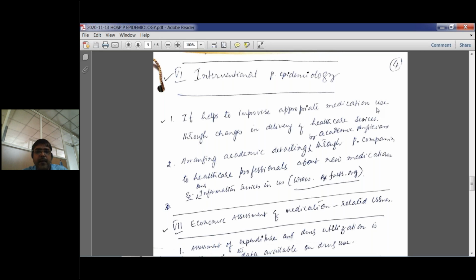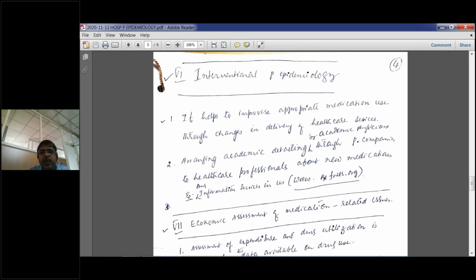Remember, recommending the medicine doesn't mean that you just report it. You have to go with the evidence in support of the effectiveness. Then the doctor, considering your recommendation, will change the medication for a better therapeutic outcome. So pharmacoepidemiology helps to improve appropriate medication use through changes in the delivery of healthcare services. Okay, this is one type of usage.